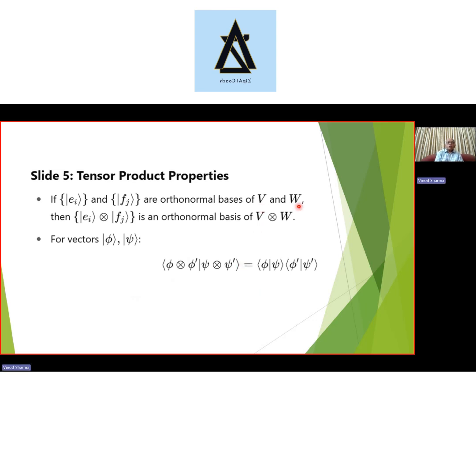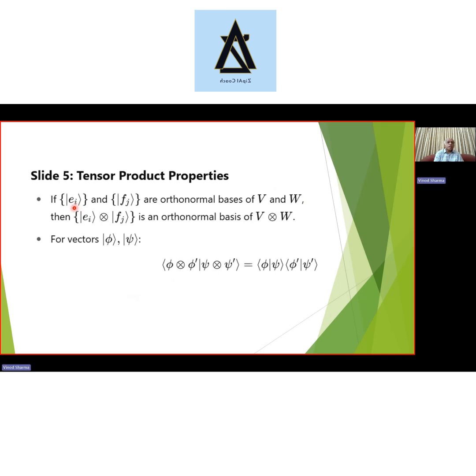If V is a vector space and W is another vector space with dimensions n and m, then the tensor product of the vector spaces, denoted by V tensor W, is the vector space of elements that are tensor products of the elements of these two. So X is an element in V, Y is an element in W, and X tensor Y will be an element here for any X here and any Y here. So this way we obtain a vector space.